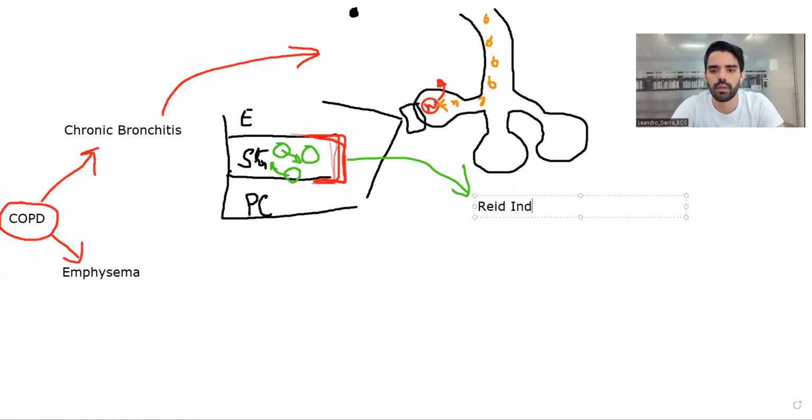The Reid index is when the space of submucosal glands is increased to more than 50% of the total wall thickness. So what is the problem that we have here? Problems. First of all, we have a thicker wall that causes two main things.